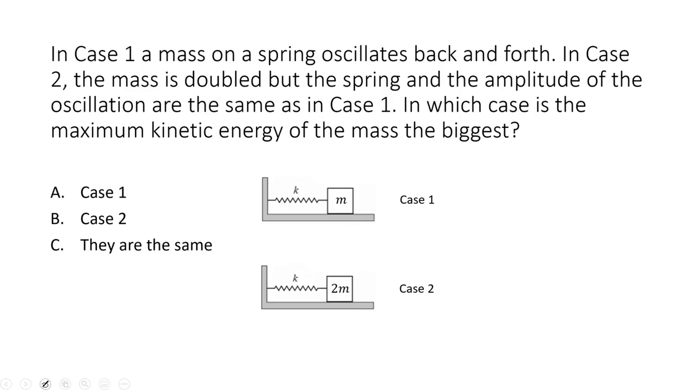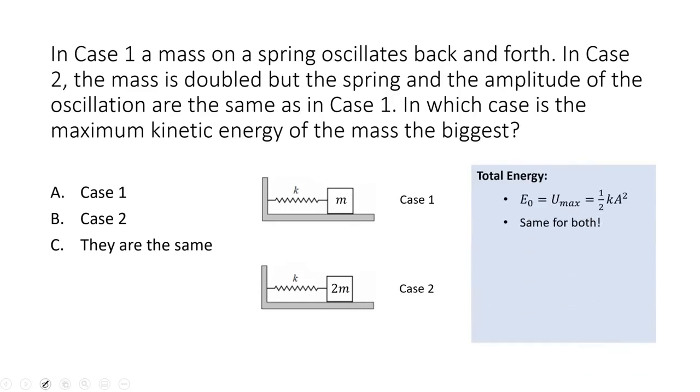Okay, so I think the trick to this one is just thinking about what's the total energy, and from there you can think about what's the maximum kinetic energy, because that occurs when the potential is 0, and so the total is just equal to the maximum kinetic energy. So what is that here? The total energy is equal to 1/2 kA squared, so that's that maximum potential energy.